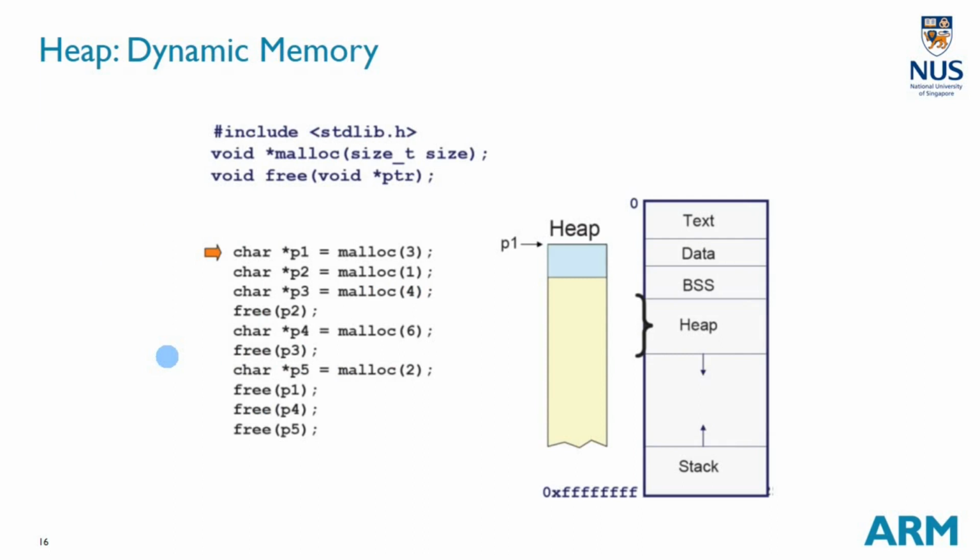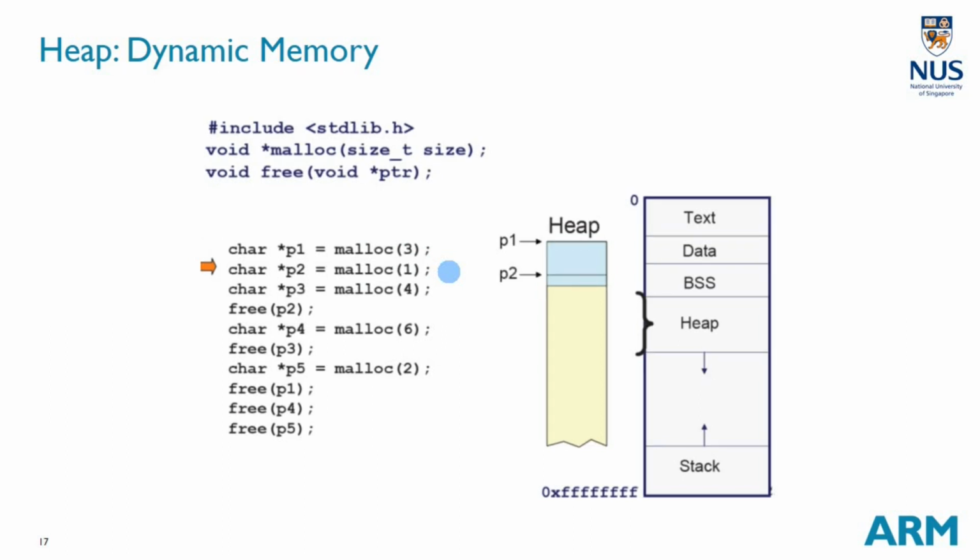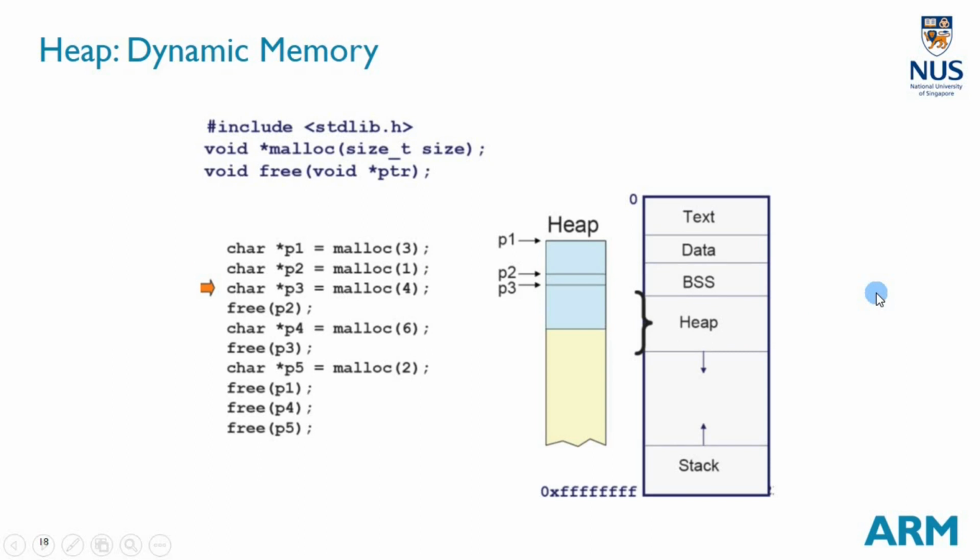Now let's look at an example of how memory is allocated dynamically. In this first instruction, we are calling malloc 3, so we are asking for 3 bytes of memory. And of course, we know that all malloc calls go directly to the heap memory space. So the first call allocates 3 bytes of memory. Subsequently, the next call, P2, allocates 1 byte of memory. And then we have P3 allocating another 4 bytes of memory.